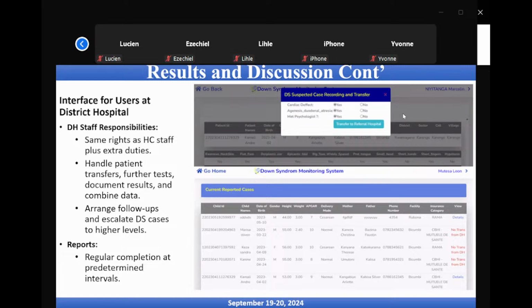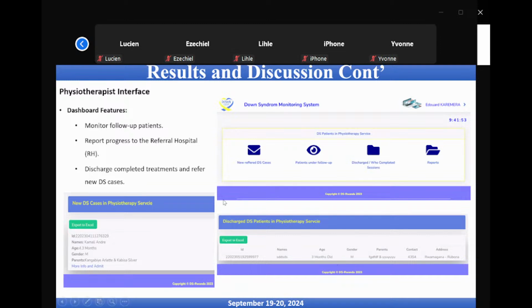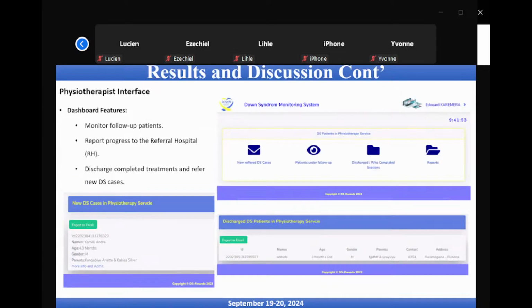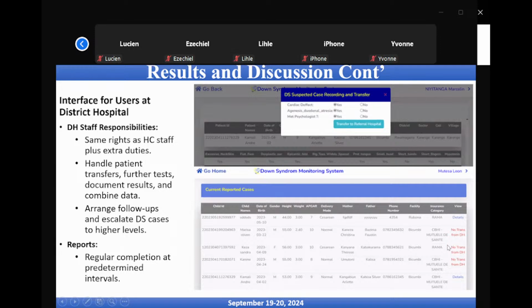At the district hospital, they will find the case, and then the link that will allow them to add some observations at district, and then we transfer to the referral hospital. And then here is the list of reported cases, and at the referral hospital, the specialists will also be able to find a list of reported cases, and when the case was already referred from the health center, we have the view of details where we find the details of the reported case, and then a way of providing the test.